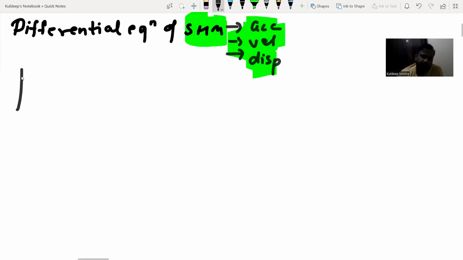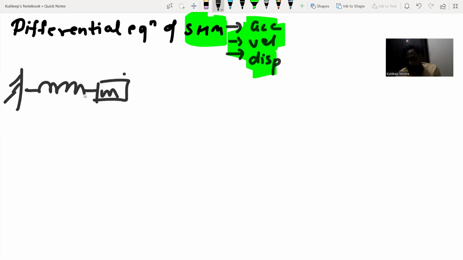See, if I take a block of mass M connected with a spring like this, and if I try to pull it outwards, I know that there is a restoring force inwards. The more I pull it here, the more will be this force.